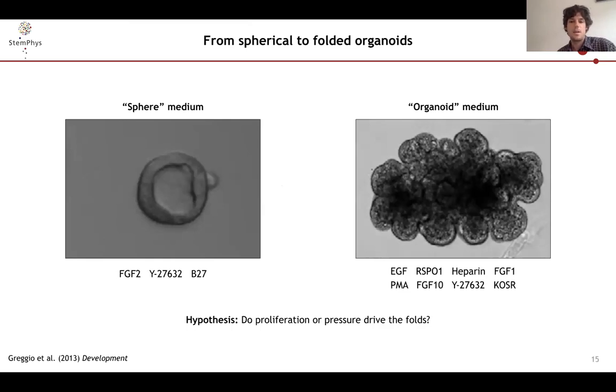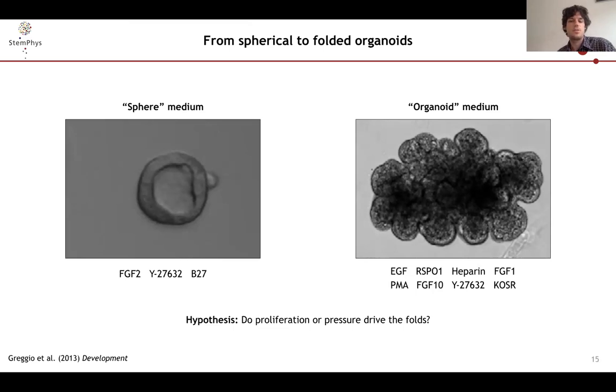However, in a different medium, that's what you see on the right, they find that it starts like a small sphere, but after a few days it starts to buckle and branch and make this very folded structure that you see on the right. And then we asked, is the difference in these 2 media and the shape of the organoids due to the proliferation rate being different in the 2 media? Or is it due to the pressure and the stiffness from the material that makes the organoids fold and thereby drives the folding?